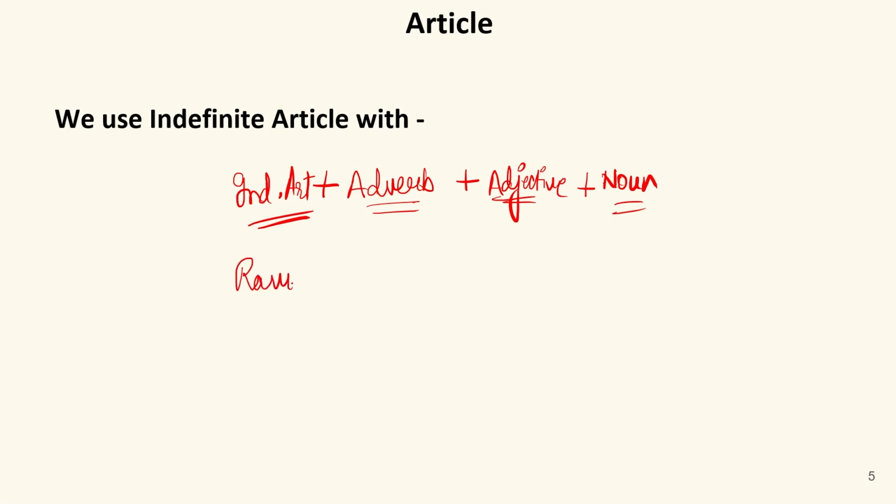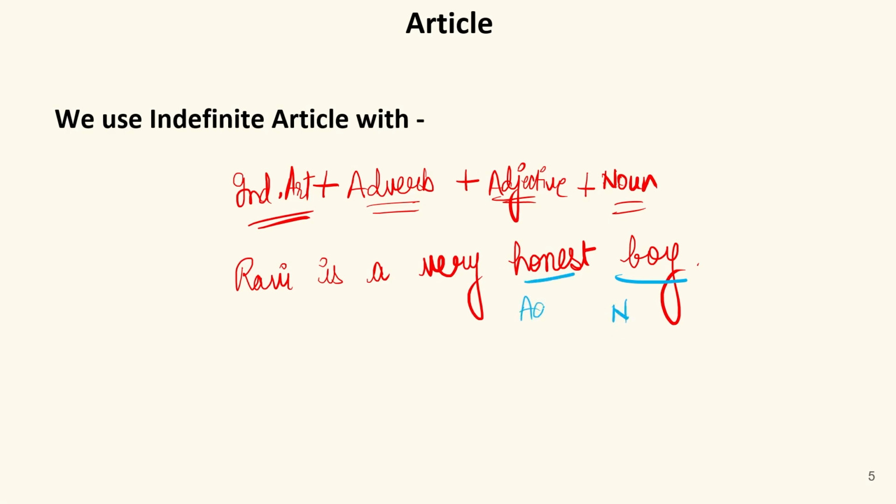For example, Ravi is a very honest boy. Now, in this sentence, we have the word boy, that is a noun, honest, that is an adjective, then we have very, that is an adverb. In this sequence, we have a, that is the indefinite article, which depends on the nearest word, that is very. Very begins with a v sound, or v is a consonant sound. That's why we have used a over here.